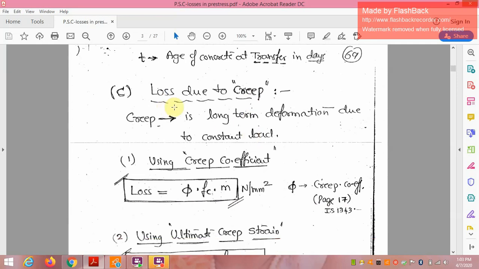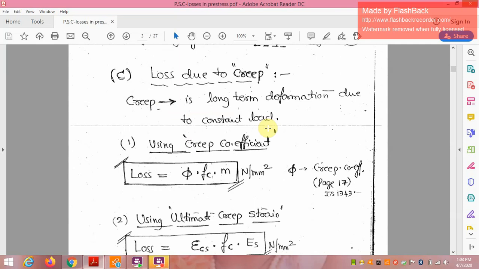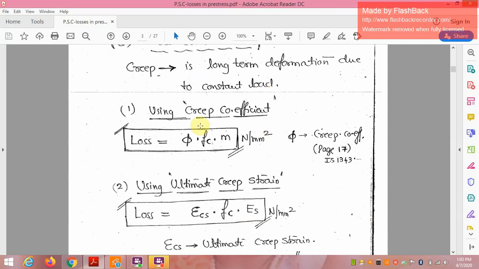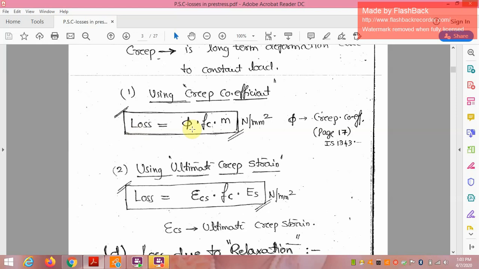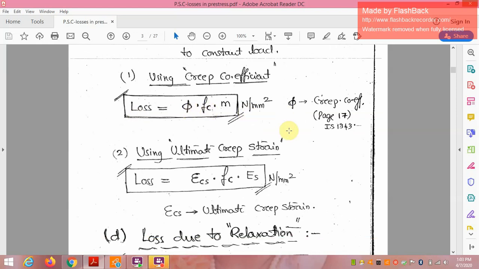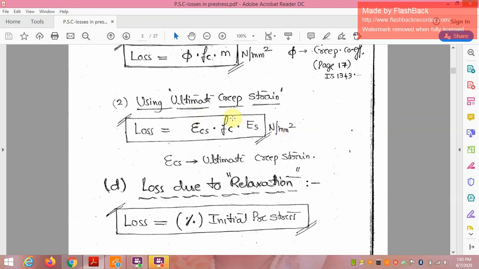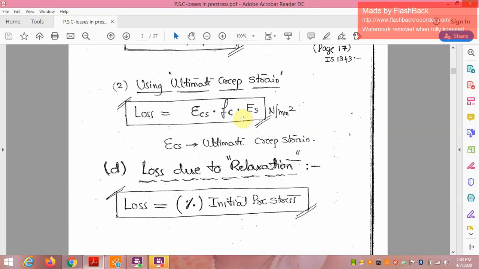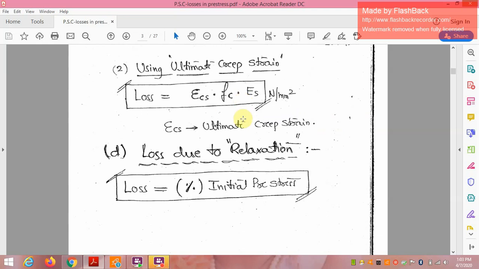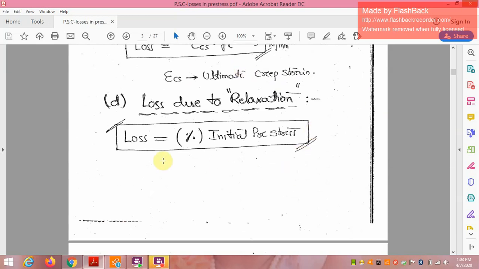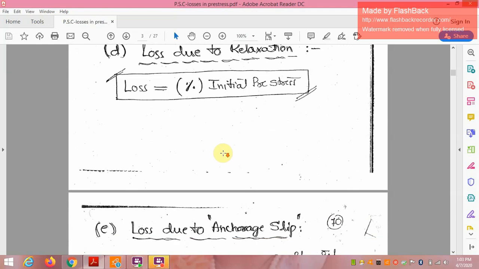Next one is losses due to creep. Creep is a long-term deflection due to constant load. Using the creep coefficient, loss is equal to phi into fc into m Newton per mm square, where phi is the creep coefficient as per IS code 1343, page number 17. Using ultimate creep strain, loss is equal to ecc into Es Newton per mm square, where ecc is the ultimate creep strain.